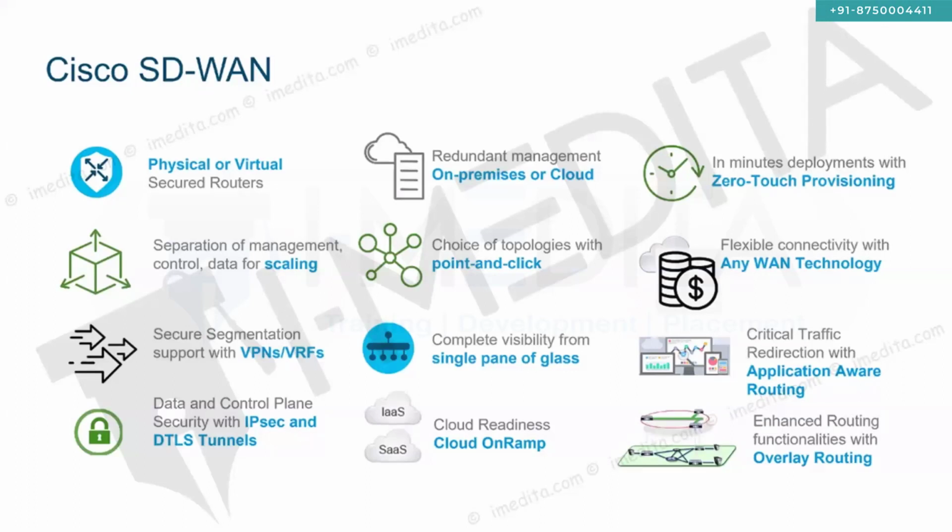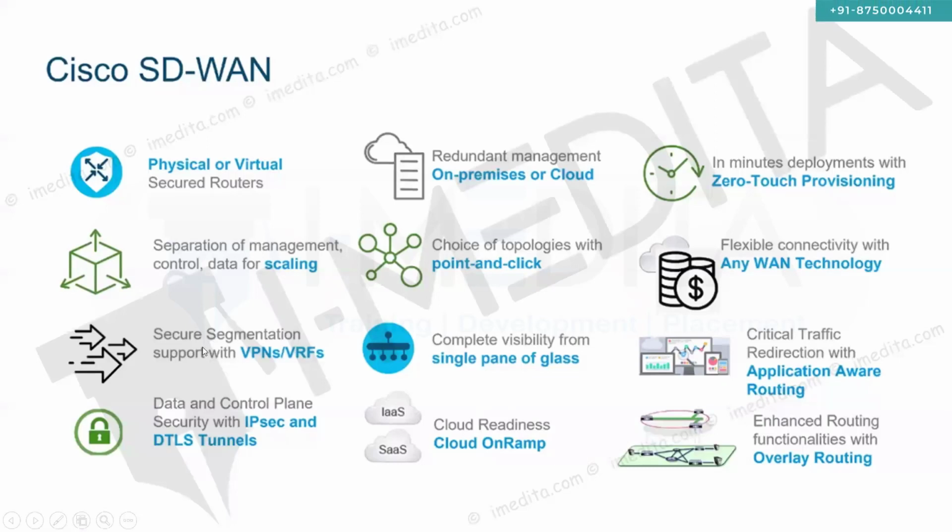And point and click to define your topology. For example, if you want a hub and spoke topology, or full mesh, or partial mesh, you can change the topology by leveraging a few point and clicks. And then the underlay can be anything. It is a transport independent technology, with flexible connectivity for any WAN technology. So you can still use MPLS, broadband, 4G LTE, Metro Ethernet, or a satellite connection. Whatever you have got, use anything. It is a transport independent technology.